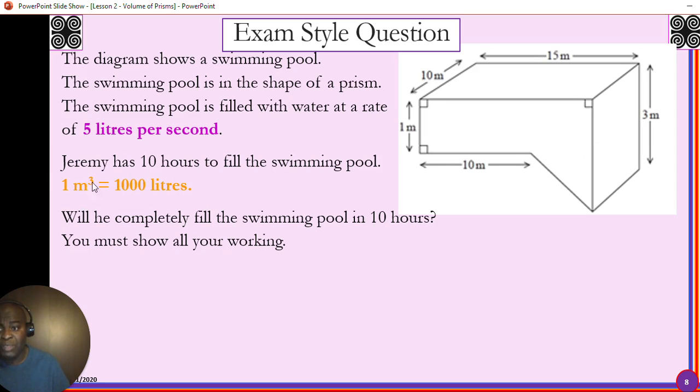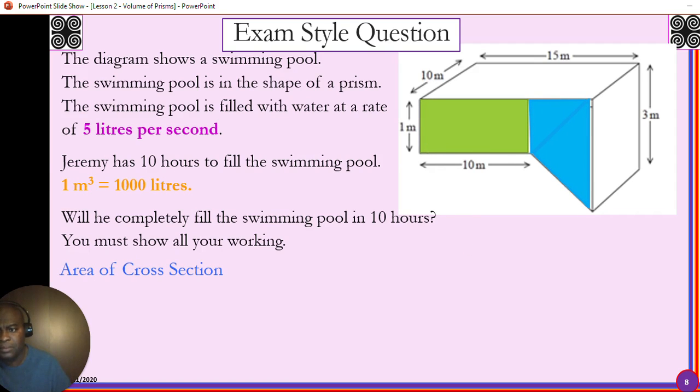And also 1 meter cube is the same as 1,000 liters. So we start by first finding the volume of the swimming pool. To find volume, we need to find the cross section. This is the cross section. So I divide the cross section into distinct shapes.